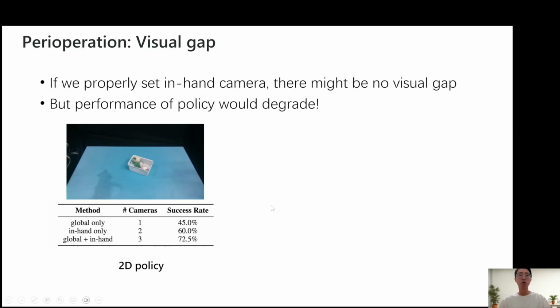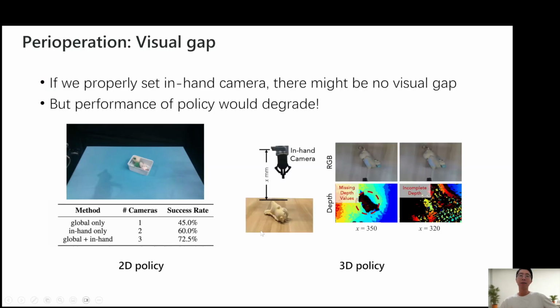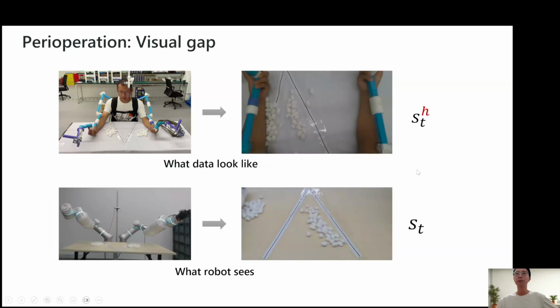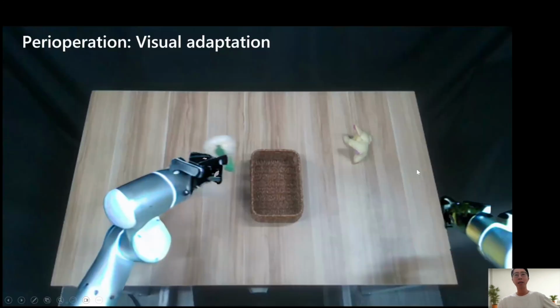So this is the scenario for 2D policies. And nowadays, there are also more and more 3D policies that take point cloud as input. For this kind of policy, a global camera is even more important because for an in-hand camera, when it's too close to an object, the depth perception will fail. So given these two reasons, we say a global camera is definitely needed. Then how could we conquer the challenge of the visual gap? So we propose visual adaptation.